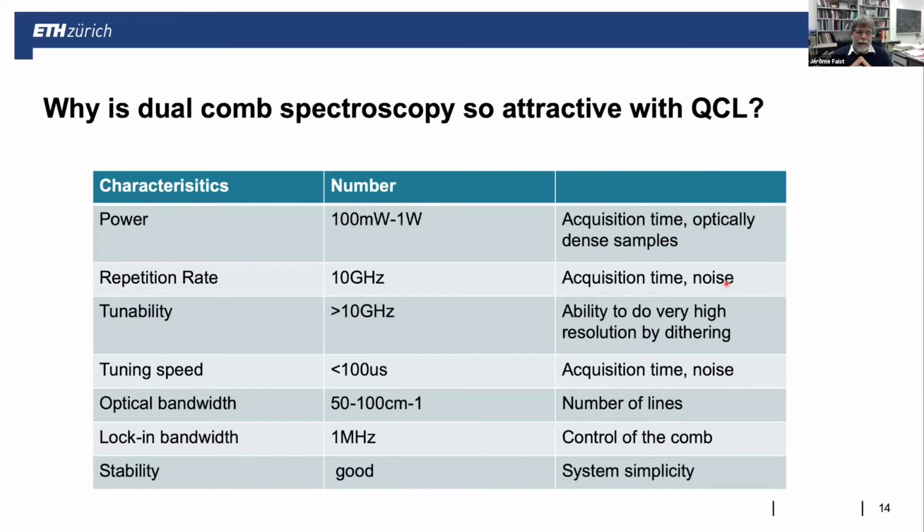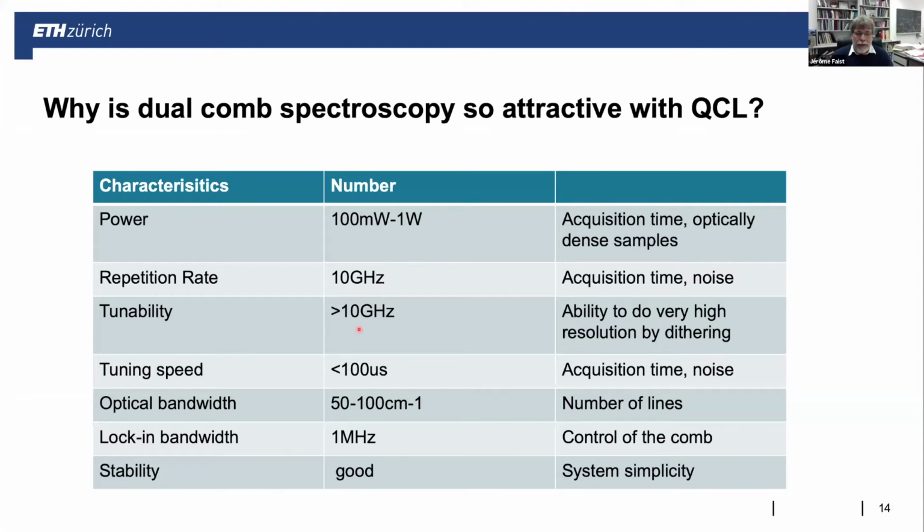spectrometers. And the reasons are, some are very simple. Power is simple. The fact that you have 100 milliwatts to 1 watt of power is nice because it allows you to go through very optically thick samples. It also allows you to waste power at different places to reduce the feedback effect. You can really manage a lot of things if you have power. One thing which I would like to discuss a bit more is this repetition rate. The repetition rate, the distance between modes in the frequency domain, is about 10 gigahertz. And we will see that it actually has a very beneficial aspect.